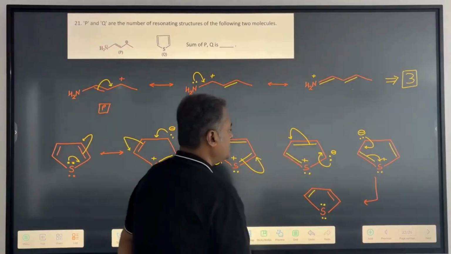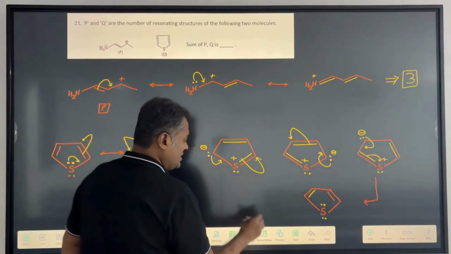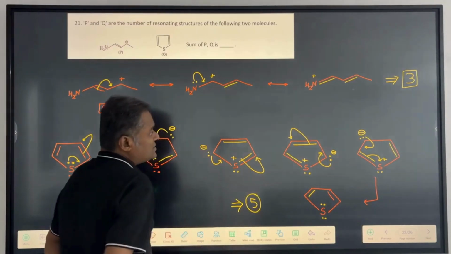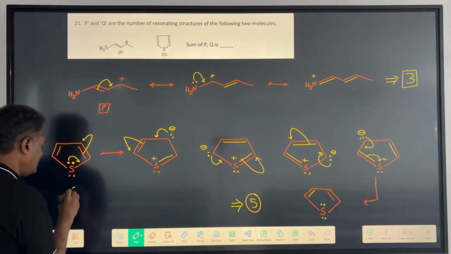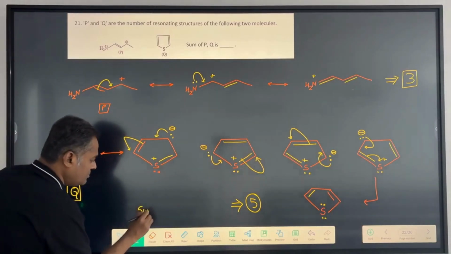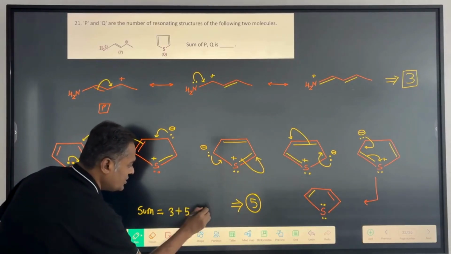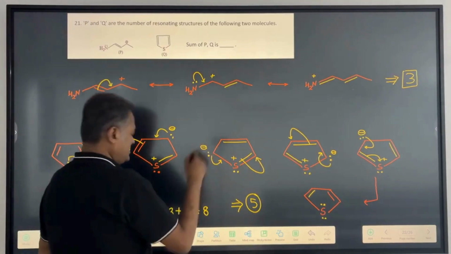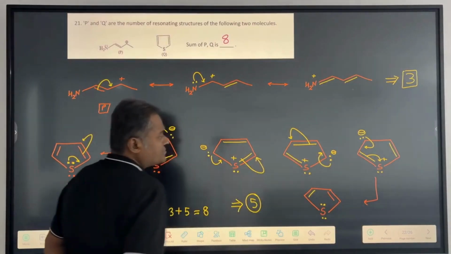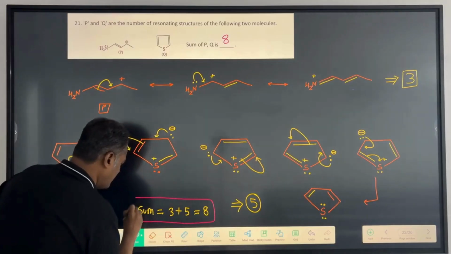Now question is what? How many structures are you able to see? 6, but if you remember your first and last structure is the same. So in this case the total number of structures is 5. That means if this is compound P and this is compound Q, the total sum is 3 plus 5, it comes to 8. So your correct answer in this case is 8. Correct? Sure? So this is the correct numerical value you should have.